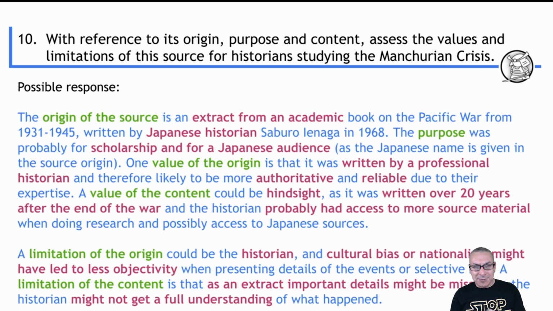A second paragraph, a very short one, giving limitations. It separates it from the other stuff. Note I've given a limitation of the origin, which could be the historian, because they could have cultural bias and nationalism might have led to less objectivity. And they might present details in a less objective way. I've explained my bias in detail. A limitation of the content. It is an extract, so I've noted important details might be missing and that a historian might not get a full understanding of what actually happened because it's an extract. So this is kind of how you should be responding to the question.